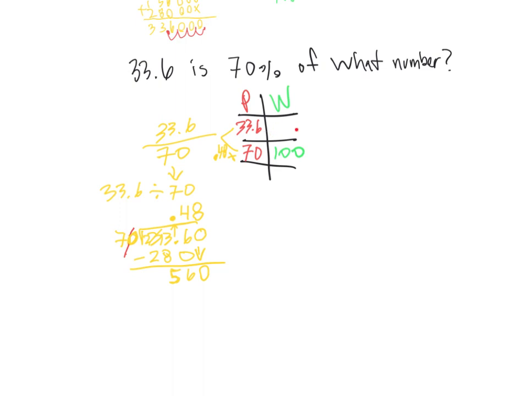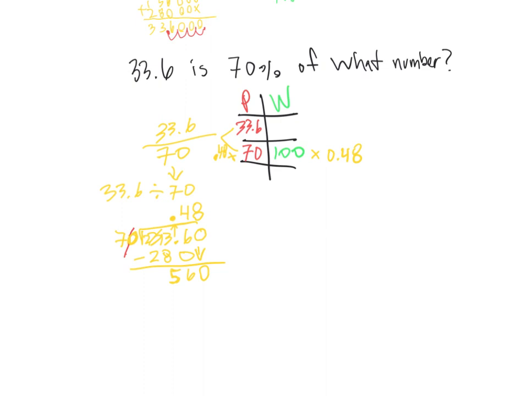So now we have to do the same thing that we did to the part side to the whole side. So just like we multiplied 70 by 0.48, we are now going to multiply 100 by 0.48, or 48 hundredths. And we know that if we multiply things by 1, we're going to get that number, and that's really no different when it comes to 100. It's just a different place value.